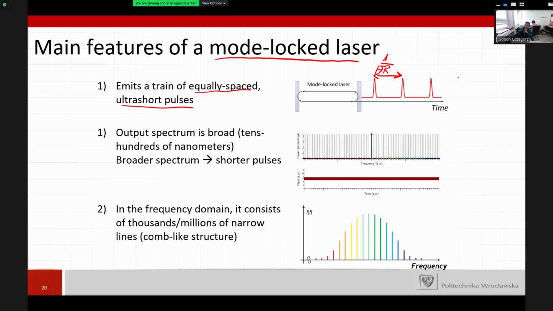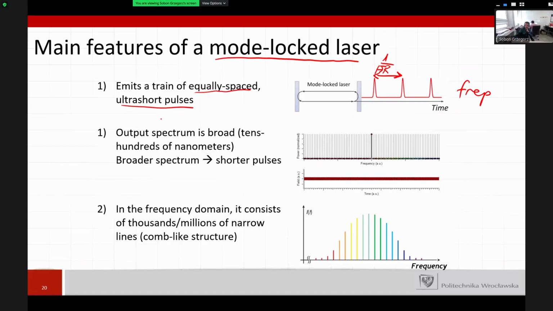So we very often rather express this in the frequency domain. So we rather say that we have a repetition rate rather than separation in the time domain.